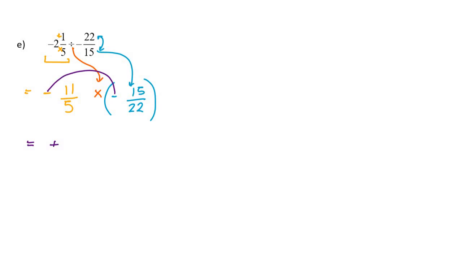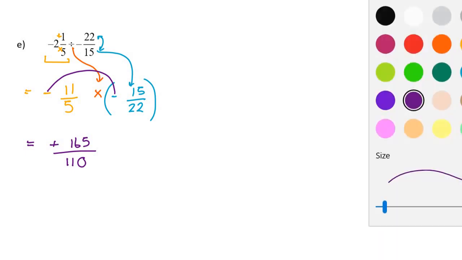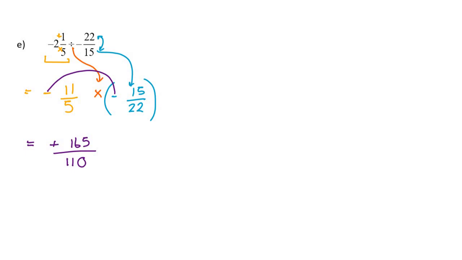11 times 15 is 165, and 5 times 22 is 110. Now, definitely both divisible by 5, not divisible by 10. So let's divide by 5 first. It'll at least get a little bit smaller. So 165 divided by 5 is 33. And 110 divided by 5 is 22. Now, those numbers I recognize because they're both divisible by 11. So if I now divide them both by 11, I should get 3 over 2.